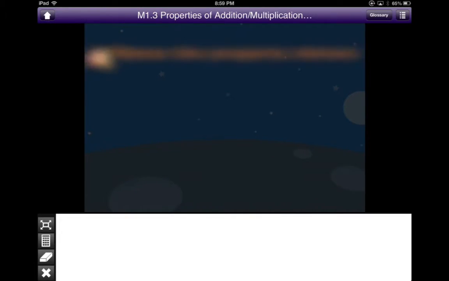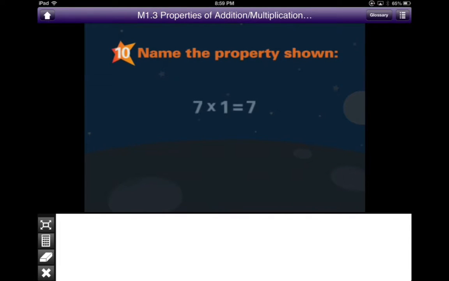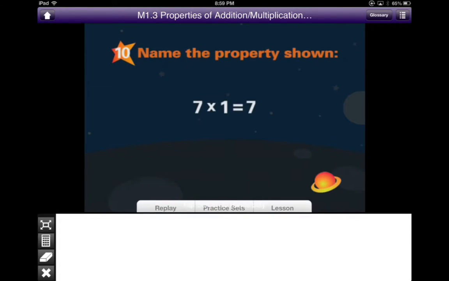What property is shown in problem 10 of your lesson notes? Okay, go ahead and write this down in your notes. 7 times 1 equals 7. Hopefully you know this pretty easily, and then come back and press play once you think you have the answer.